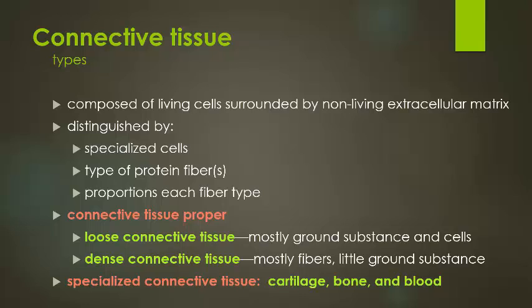We'll be starting by looking at first the connective tissue proper, which include the loose connective tissues, which are primarily ground substance with cells and fibers interspersed, and the dense connective tissues, which are mostly fibers with very little ground substance and cells that hang out in between the fibers. In another lecture, we'll be looking at the specialized connective tissues, but for right now, we're going to just stick to the connective tissue proper.